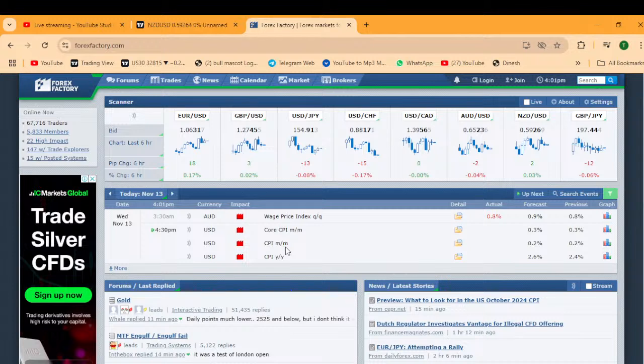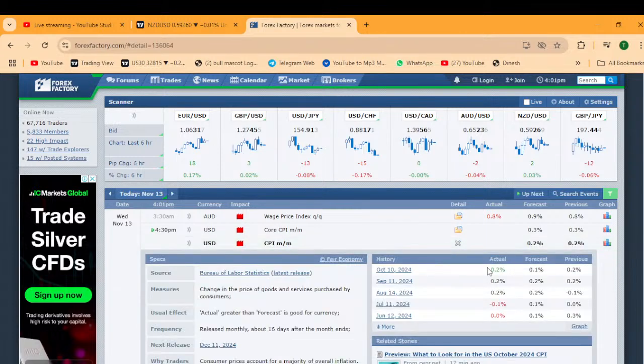So to make things simple, year per year is the long term CPI. Month per month is the short term CPI. This long term is from November of the previous year up to this November of today. You get it? So this CPI, we are going to first look at our month per month CPI.